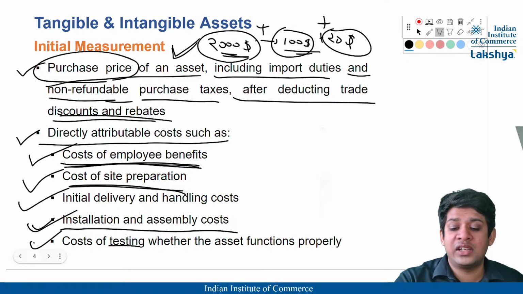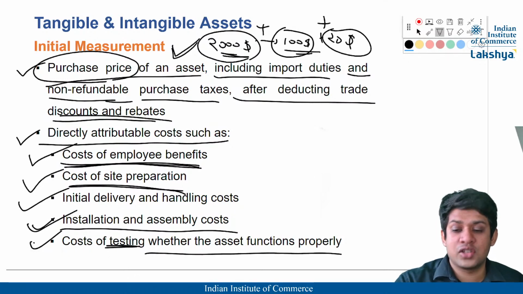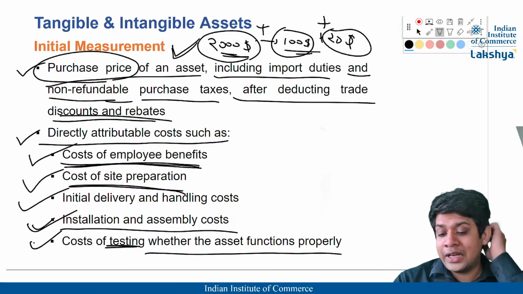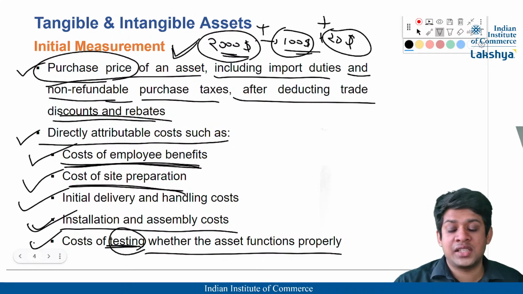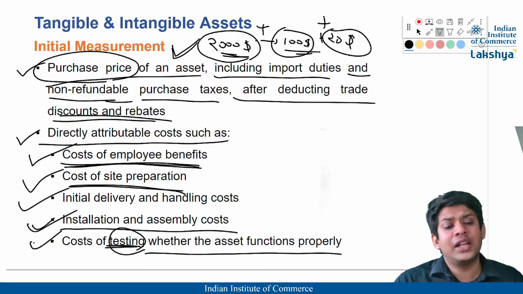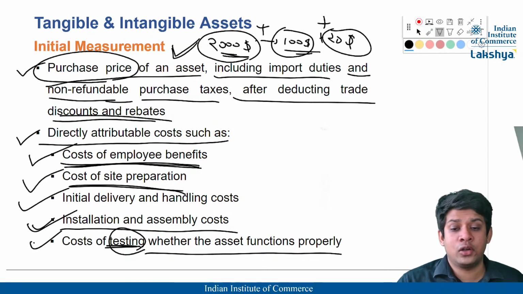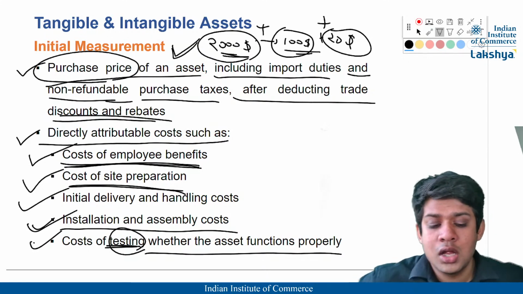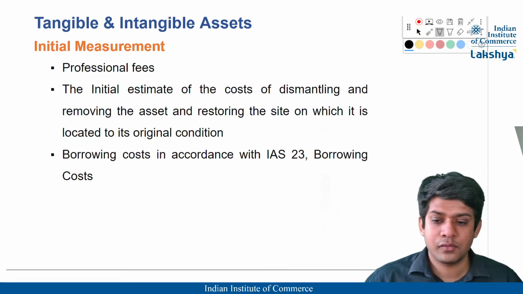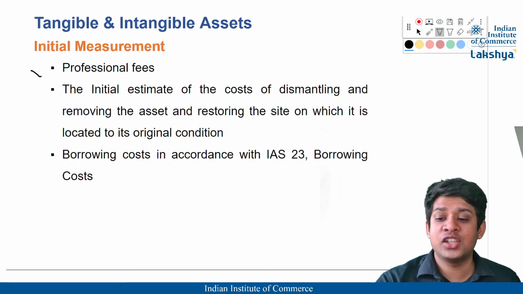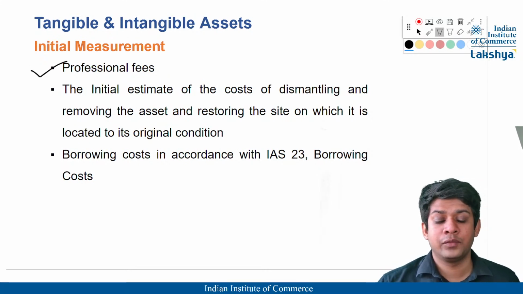And lastly, cost of testing whether an asset functions properly. Technically, if I am doing certain testing, like maybe I actually constructed an asset by myself, right? So for the construction, maybe I'm doing certain testing to ensure that the asset functions properly. Then in such a case, those testing costs can also be capitalized to the value of the asset. Then any sort of professional fees that I'm paying, right?